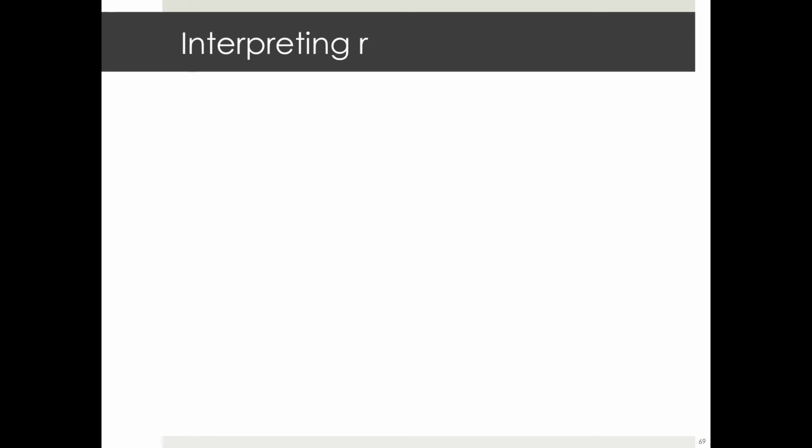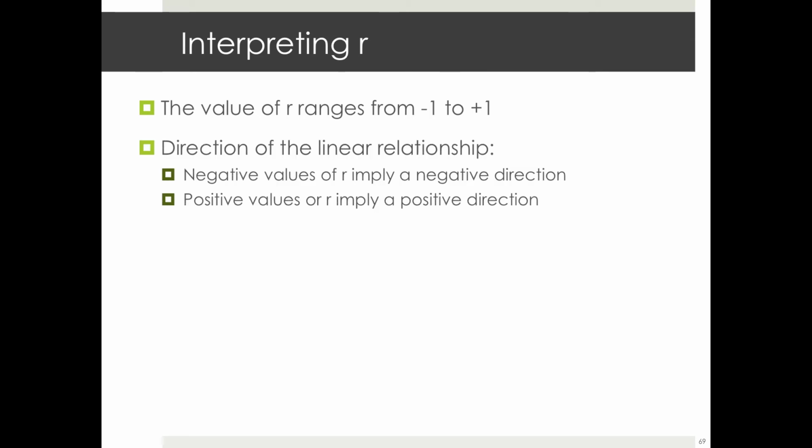What's important here is that we know how to interpret R. So let's talk through that. First of all, the value of the correlation coefficient R will range from between -1 to +1. The direction of the linear relationship is given by the sign of the value of R. So if R is negative, then it implies a negative direction, and if R is positive, it implies a positive direction. That's very convenient. So positive is increasing and negative is decreasing.